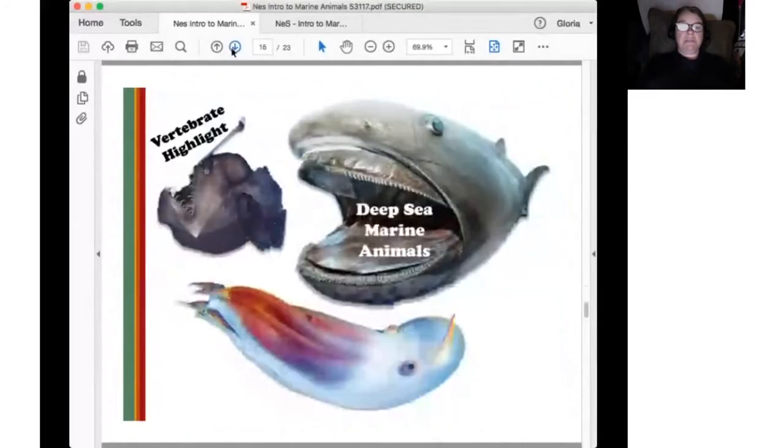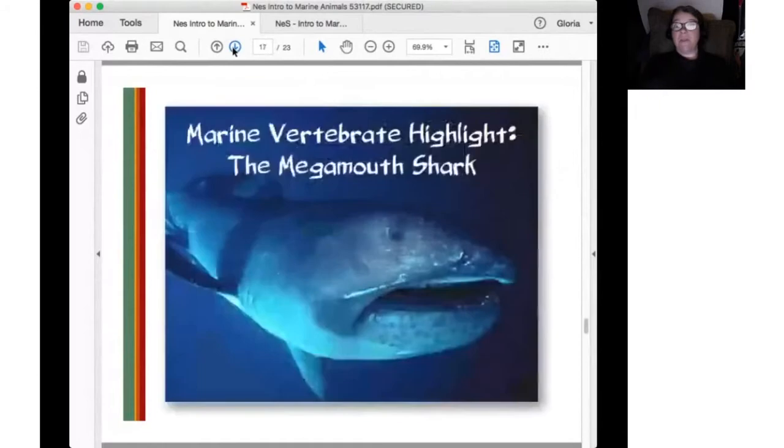Okay, so deep sea marine animals. I actually teach a course called Dramatic Deep Sea Creatures. This is a slide from one of the presentations that I do. Vertebrate highlight, the megamouth shark. Look at that mouth. I mean, that just reminds me of Pac-Man. It's huge, absolutely massive.